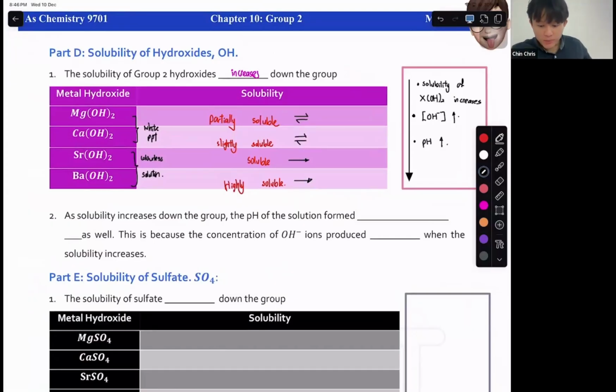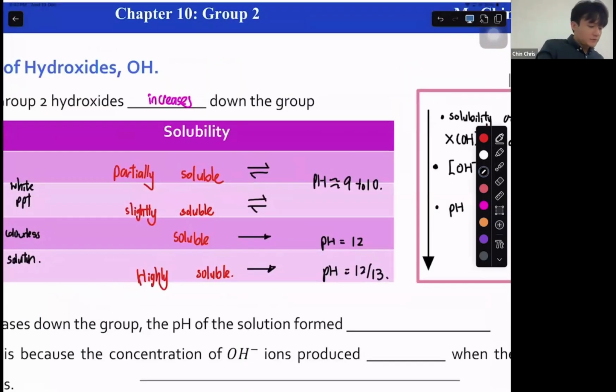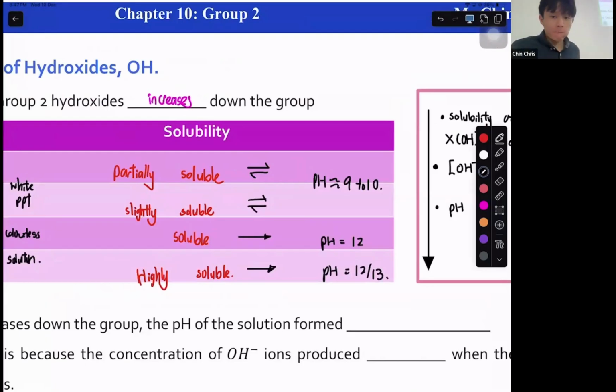All right, guys, now let's look at the pH here. The pH here is about 9 to 10, yeah. Going down, strontium is a strong base, with a high pH.